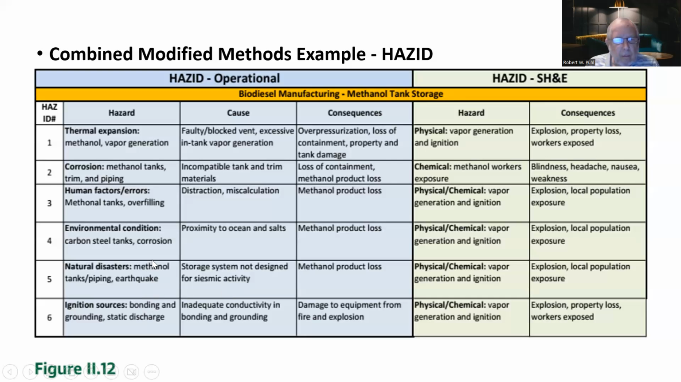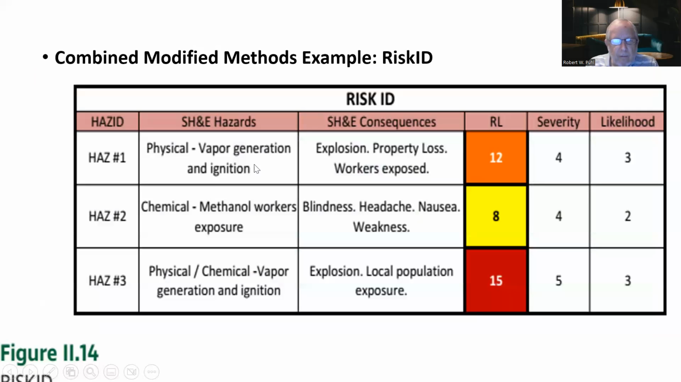Hazard 1. Okay, there's your hazard ID. Thermal expansion, physical vapor generation and ignition, consequence: explosion, property loss, workers exposed. So your severity and likelihood are 4 and 3. That gives you a risk level of 12.